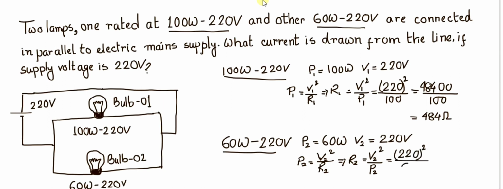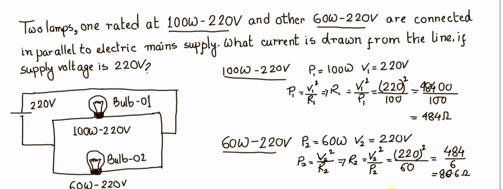What is the value of P2? P2 is 60. So here it is 484 divided by 6, which comes to around 80 something. So this is something around 80 ohm.